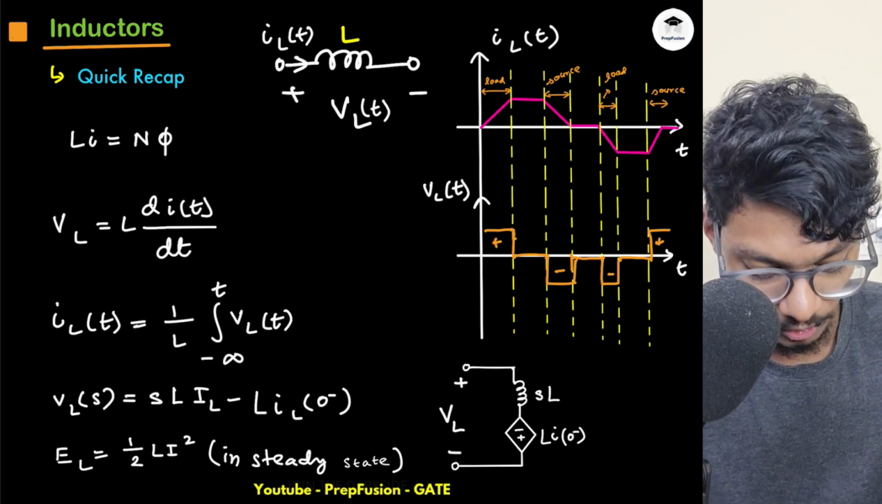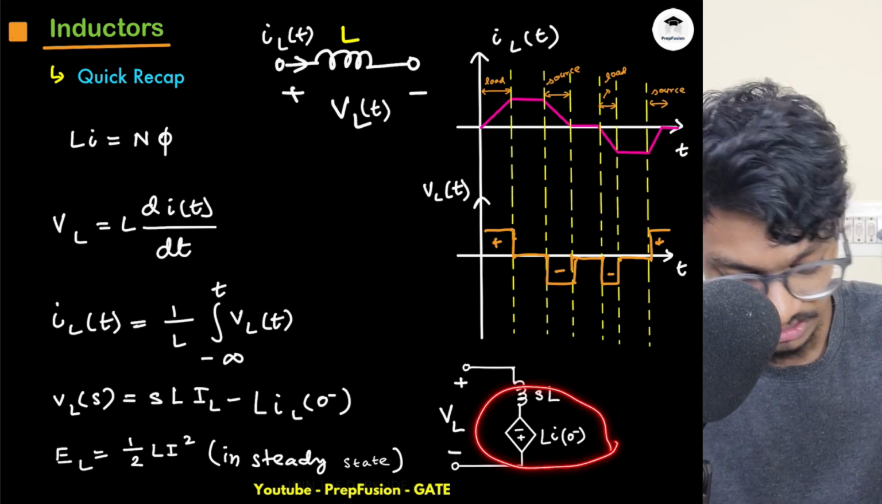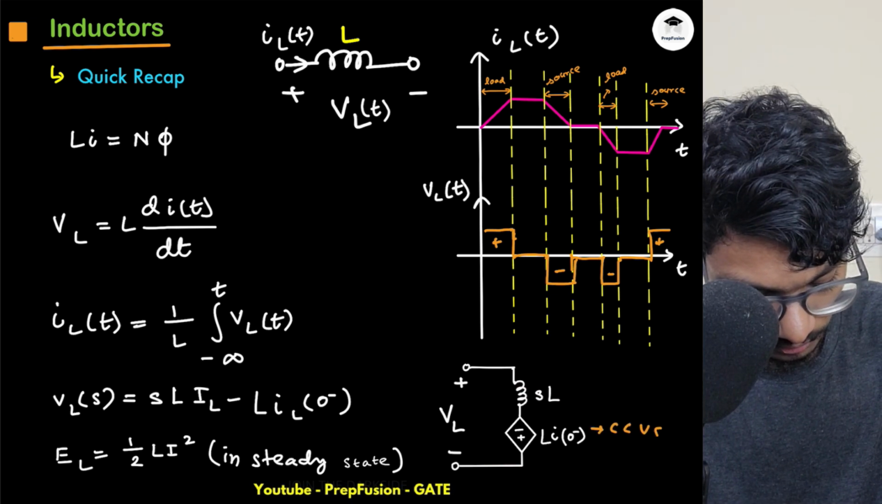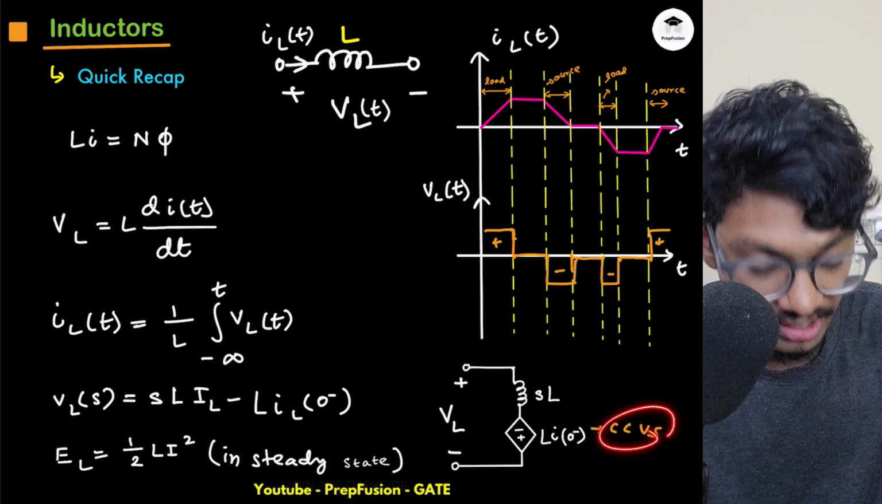I will tell in the points as well. Another thing to notice here is this, right, this is a current controlled voltage source. Why is this a current controlled voltage source?